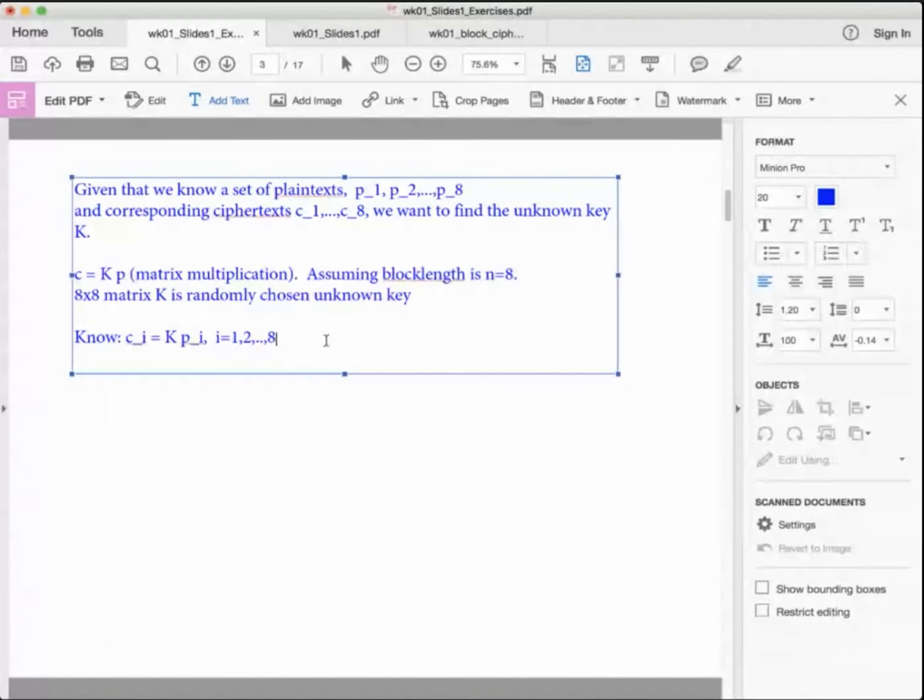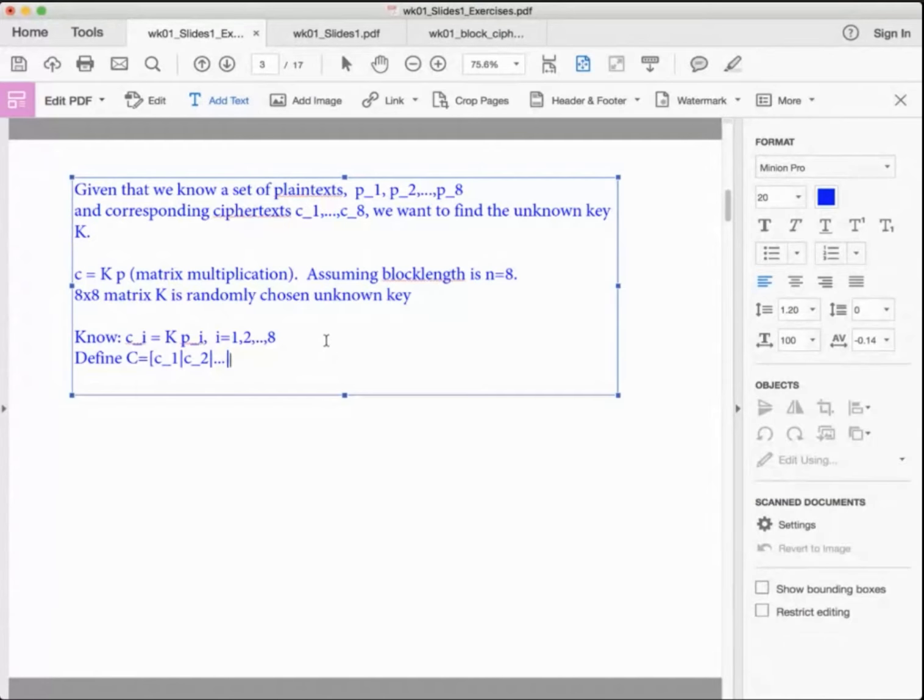Let me define a big matrix C made up of these columns. So put all the ciphertexts together, side by side. This is now an 8 by 8 matrix. Put the corresponding plain texts together, side by side.